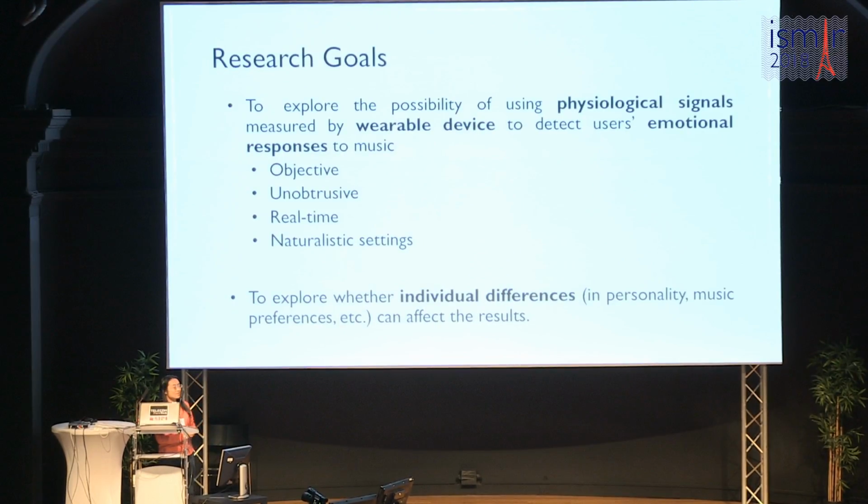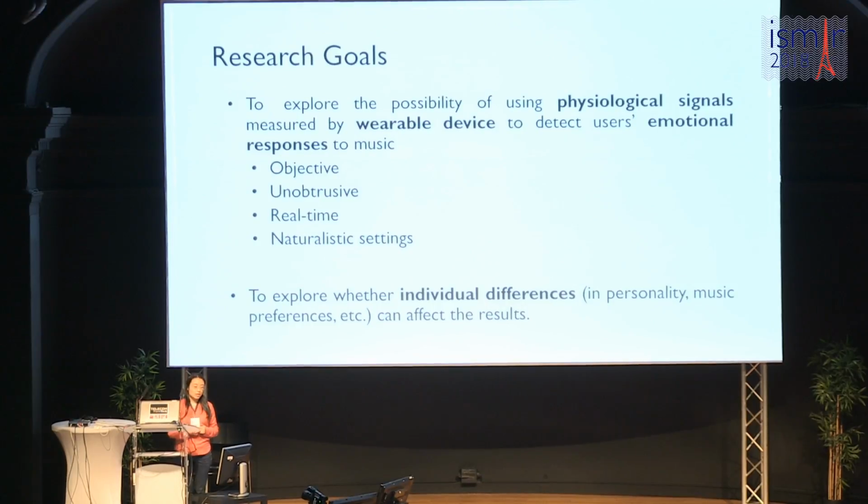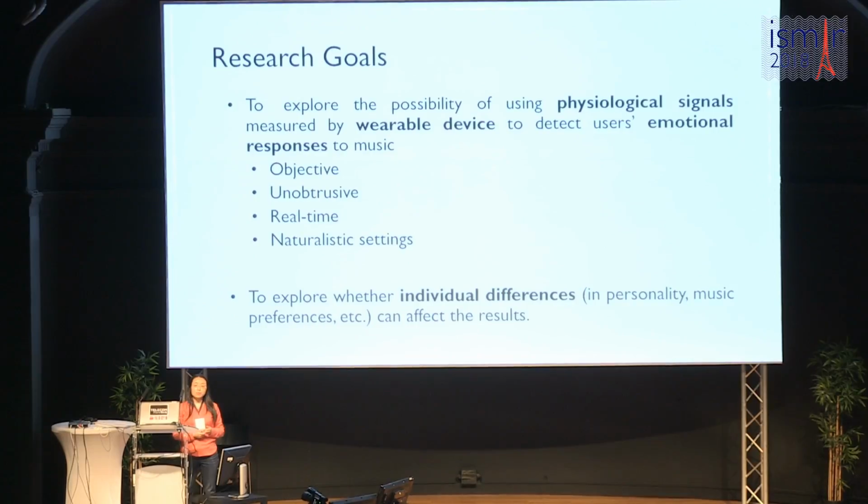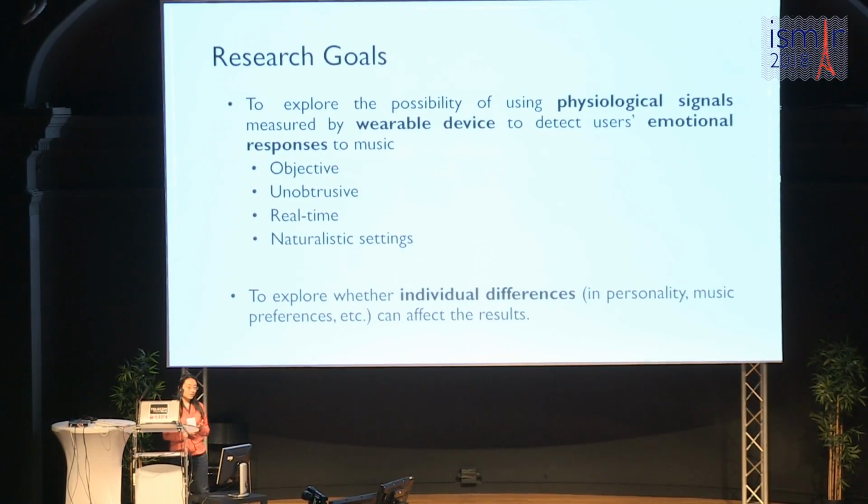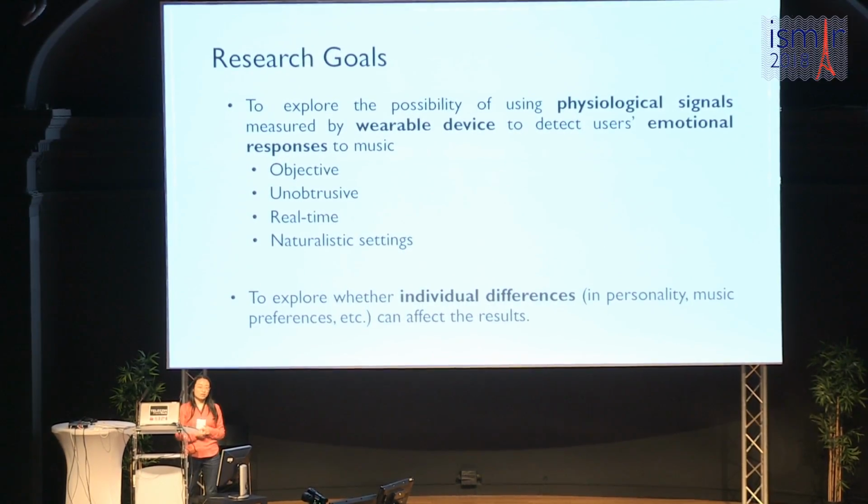Today we are going to talk about using a wearable device to measure physiological signals of human beings and to detect their emotional response to music. Why a wearable device? There are lots of advantages of this kind of method to measure physiological signals. They are objective, they are unobtrusive, and they can measure the signals in real time. And potentially, this can be used in naturalistic settings to study users' reactions to music.